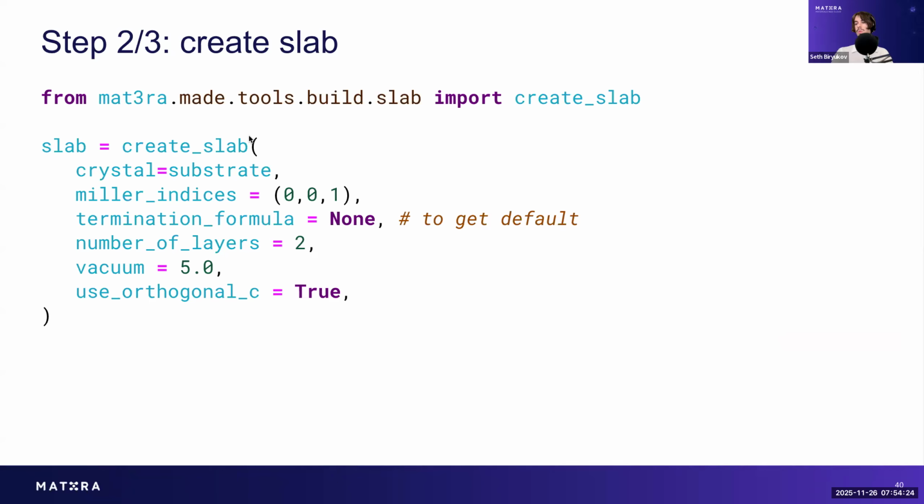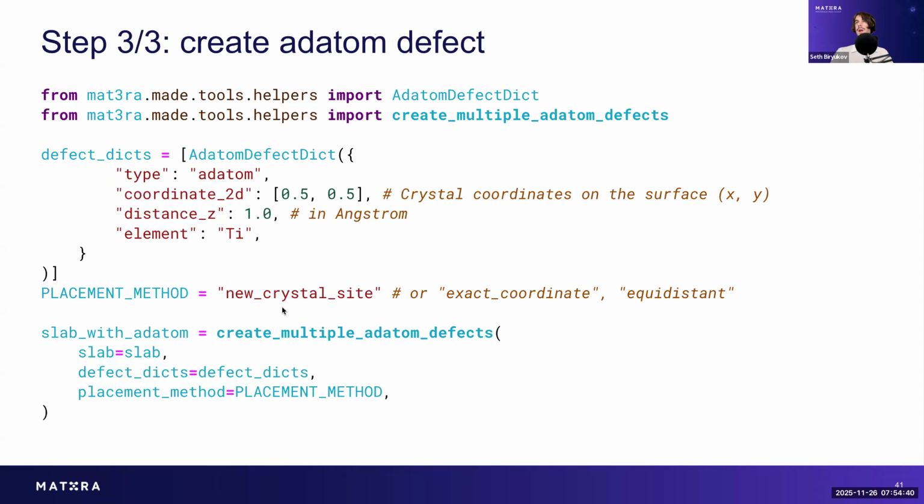We had in part 1 of these webinars, we discussed slab creation in more detail. So we would create a slab with this function, providing Miller indices, number of layers, vacuum, and if it's orthogonal, C. For defects, we would use the adatom defect dict class. We specify the type adatom, provide the 2D coordinate of the surface in crystal coordinates, and the distance from the topmost layer to the adatom in angstroms and the element.